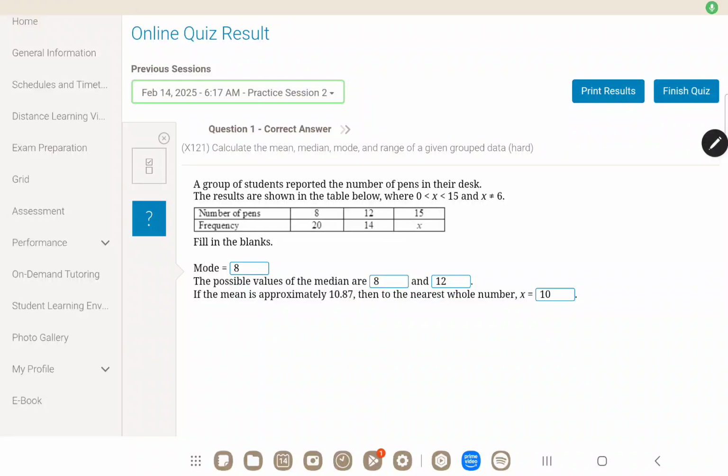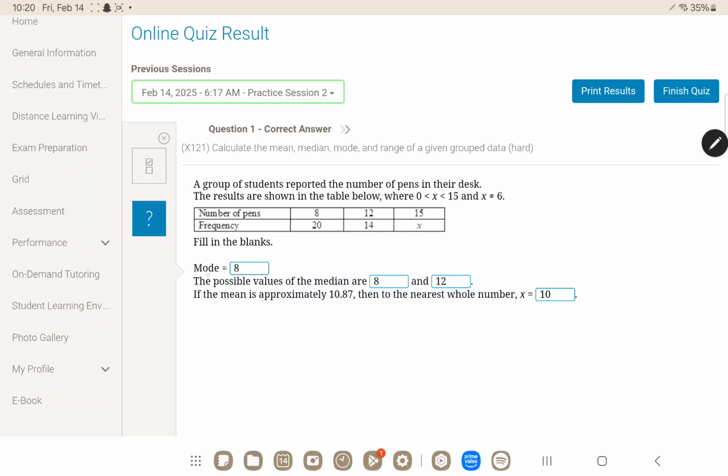Today we're going to be doing the 7.4 Math IG quiz. So let's begin. It's about mean and mode and range and whatever. Now, the first question gave us a table, and it's telling us the group of students reported the number of pens on their desk, as shown in the table below. So they're asking us first for our mode.